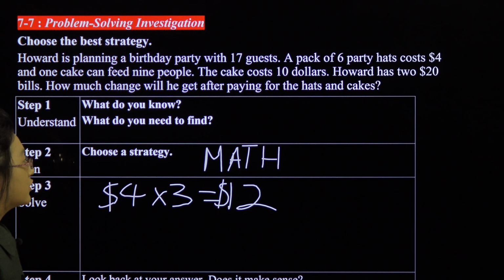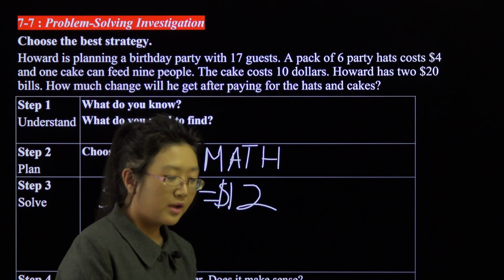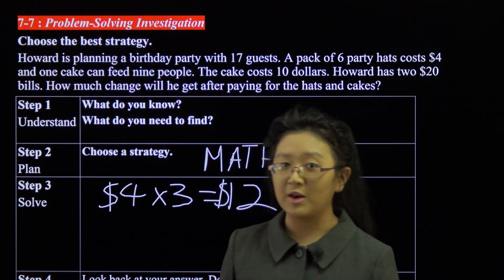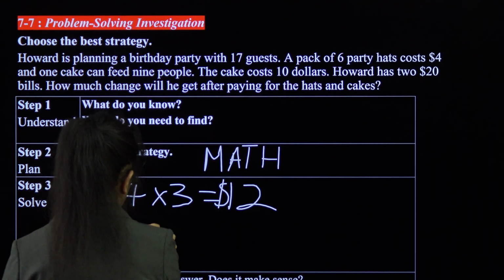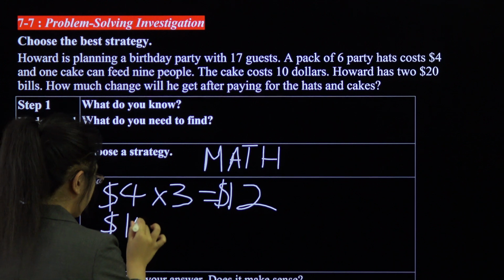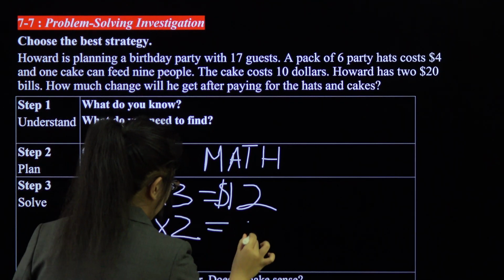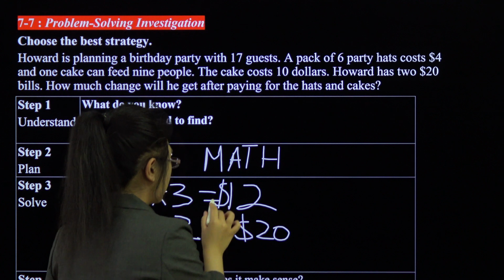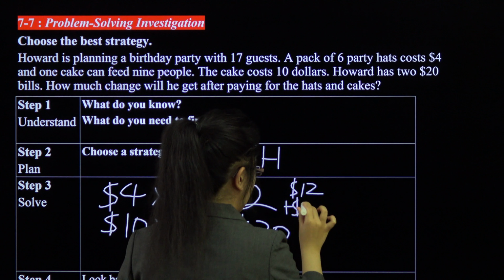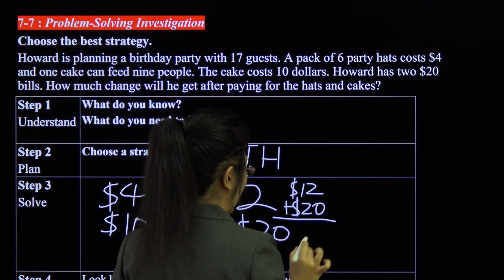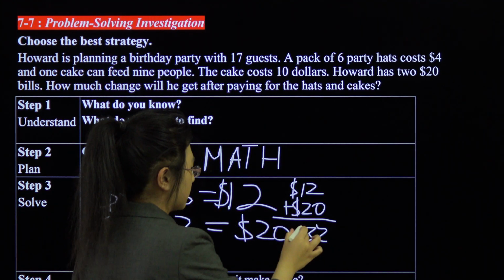Now the next thing that we need to take care of is the cakes. Each cake costs $10, and 1 cake can feed 9 people. There's 18 people, so the number of cakes we need is 18 divided by 9, which is 2. The cost would be $10 times 2, which is $20. So $12 plus $20 is the total cost of our hats and cakes, and that's $32.